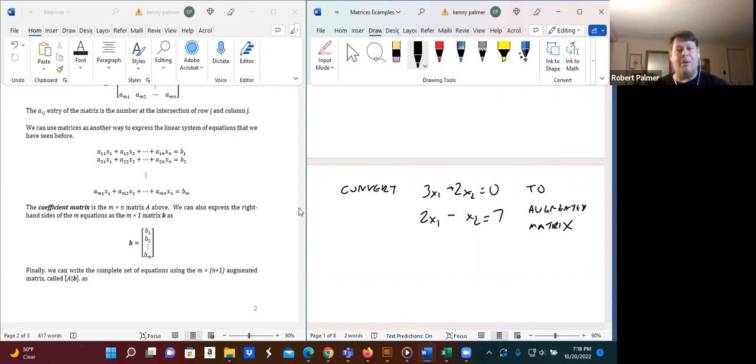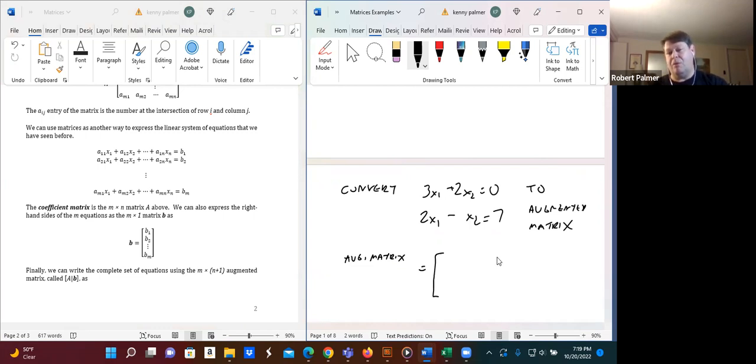Okay, and it talks here about how to do that. If we have some system of equations, we're going to make a matrix out of the coefficients, then we're also going to attach a matrix made out of the right-hand sides. We'll see what that looks like. So our augmented matrix for this system is going to look like this.